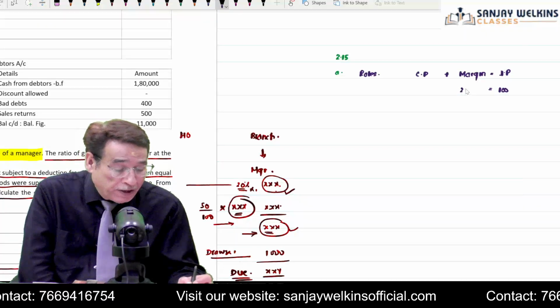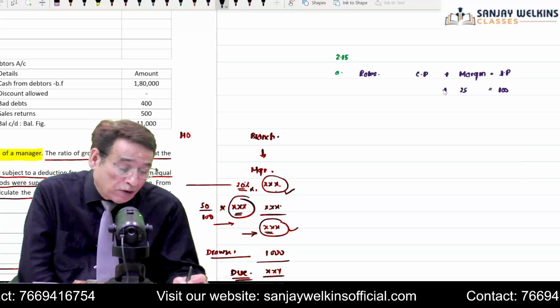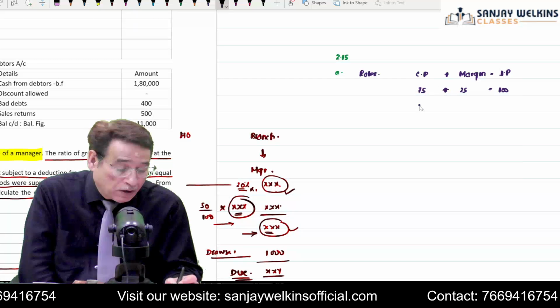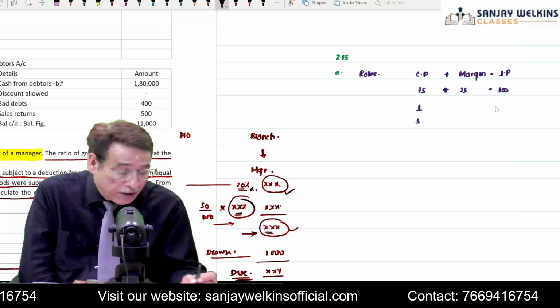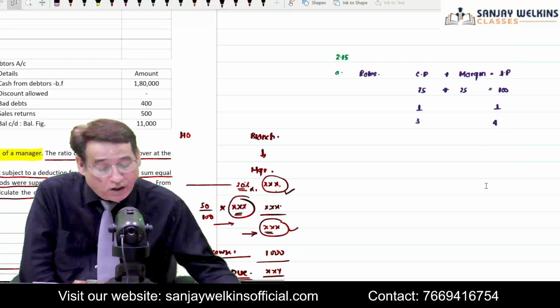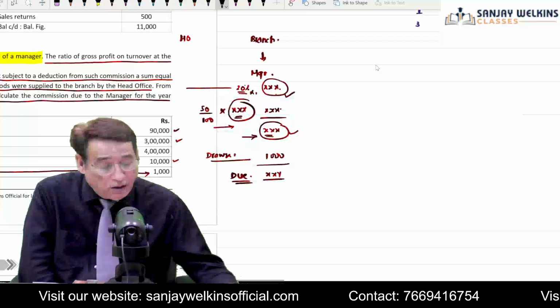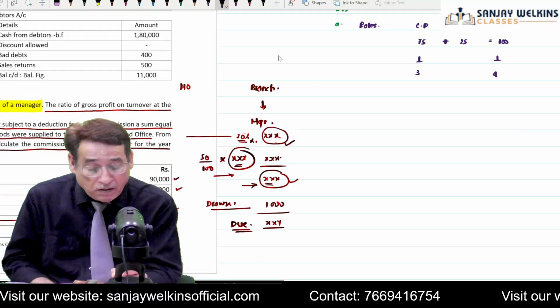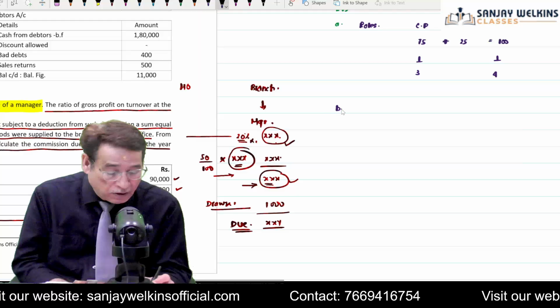The margin rate is 25, so cost will be 75, as I told you earlier. So your rate of profit on cost will be 1/3 and rate of loading on invoice price will be equal to 1/4. Second point here is, okay, now ledgers.